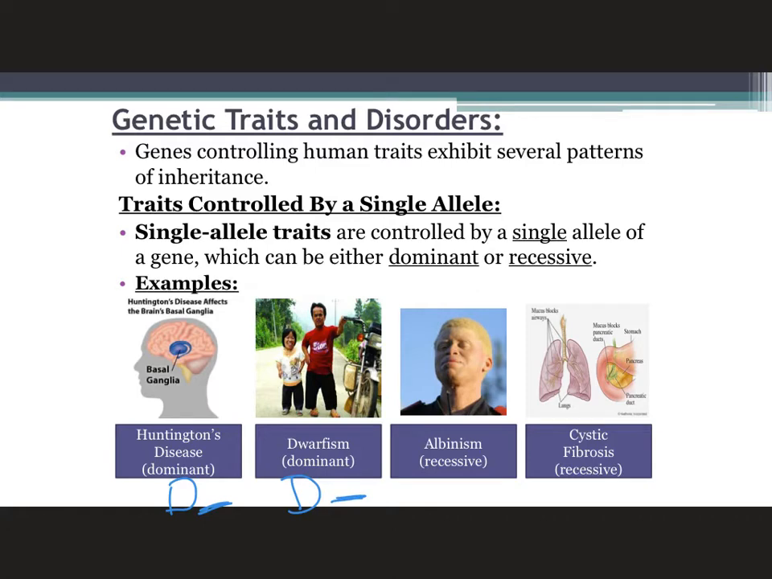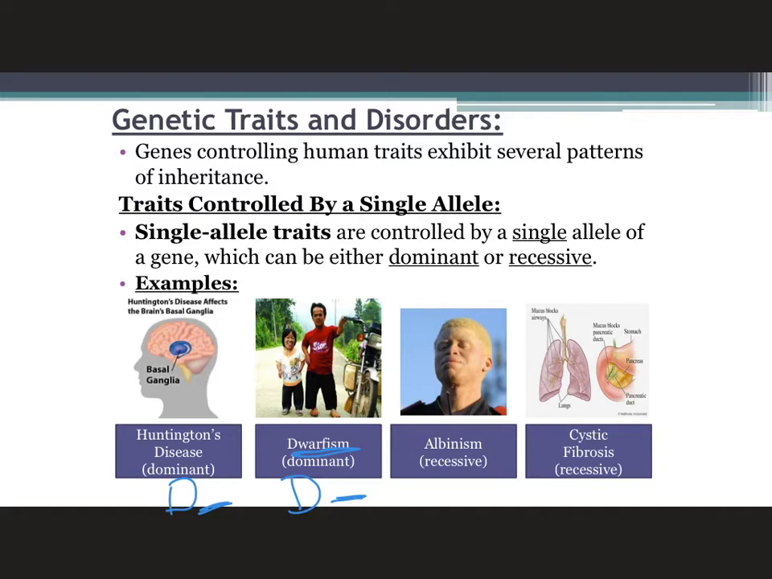Huntington's disease and dwarfism are both dominant traits, which means one capital letter, and then the other letter could be either capital or lowercase. Either way, that trait is going to show up. So remember that a trait being dominant does not necessarily mean that it's more common. Dwarfism, as you know, is not the more common trait. It's more common to be regular height, so the recessive trait is actually more common.